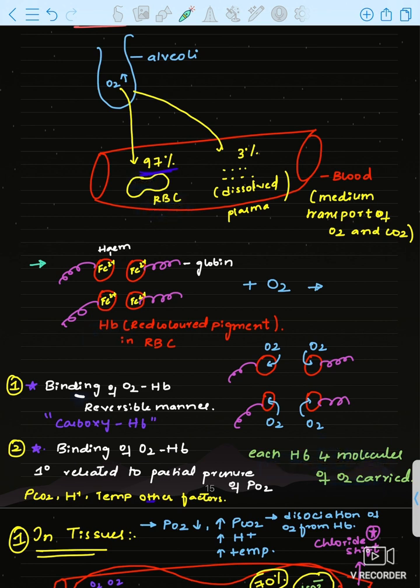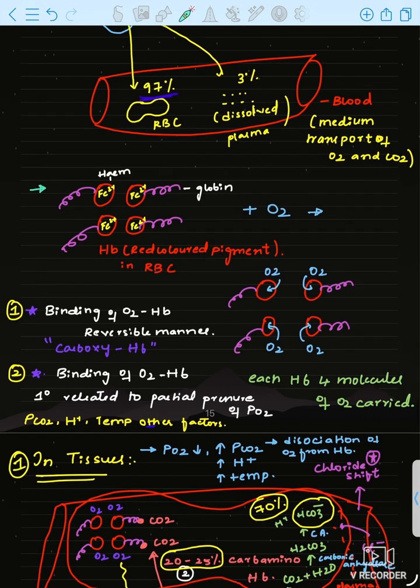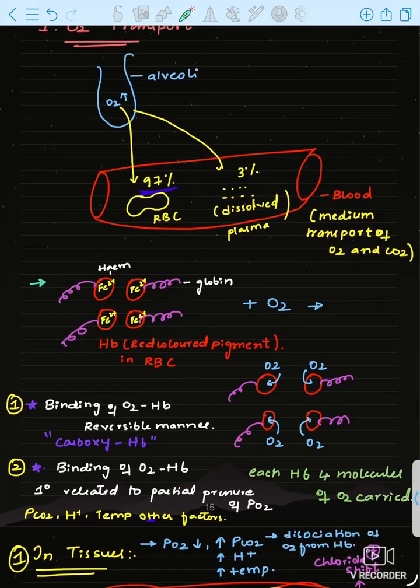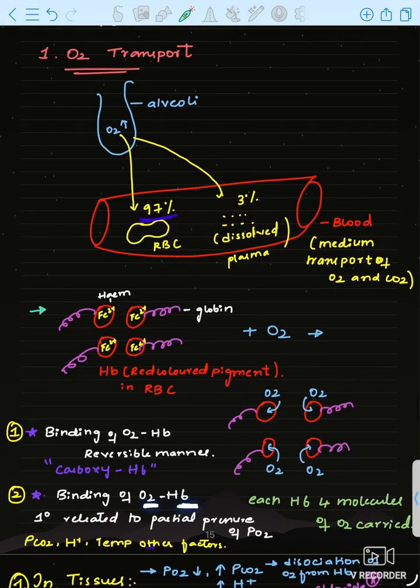See, binding of oxygen to hemoglobin is in a reversible manner, because oxygen will be attached to hemoglobin, and again oxygen will be released and CO2 will be attached, so it is reversible. If oxygen is attached to hemoglobin, then it is called carboxyhemoglobin.